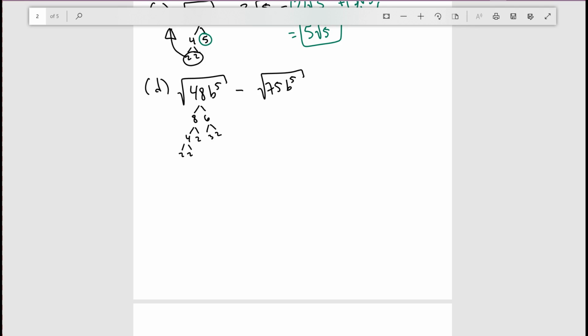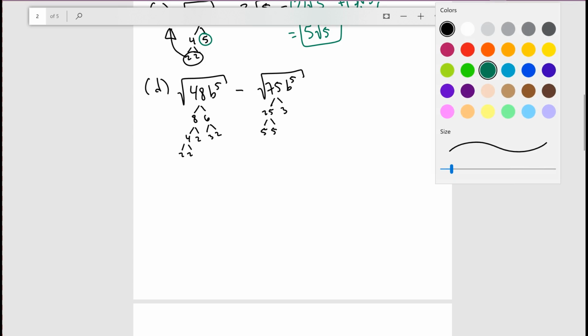Okay, so I'm doing this because they don't have like radicals, so let me see if I can decompose this into even more terms. Here the 75, 25 and 3 give me 75, and 25, 5 and 5 give me 25. So now we're looking for things that we can take out that are pairs. So let me rewrite it so that you can all see.